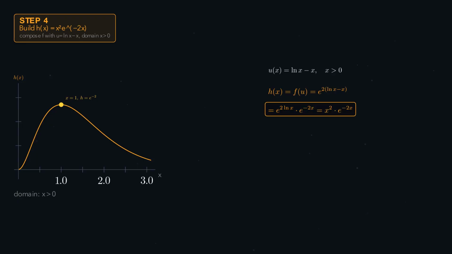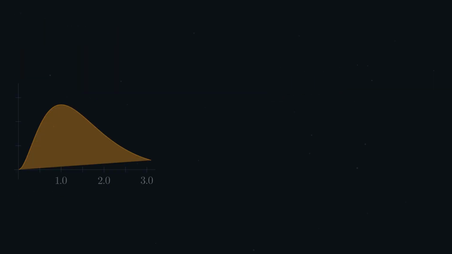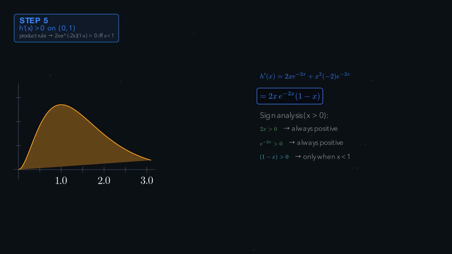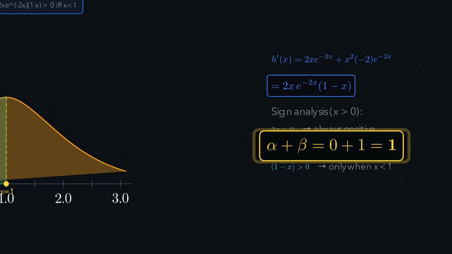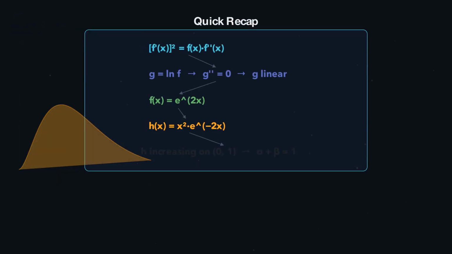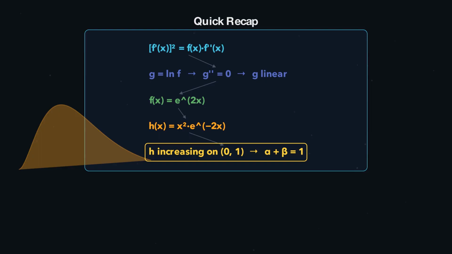Notice the domain is x greater than 0. Differentiating h with the product rule gives 2x times e to the negative 2x times 1 minus x. Since the exponential and 2x are always positive, the sign depends entirely on 1 minus x. So h is increasing precisely when x is between 0 and 1. The largest interval is the open interval from 0 to 1. Alpha plus beta equals 0 plus 1, giving us the answer, 1.